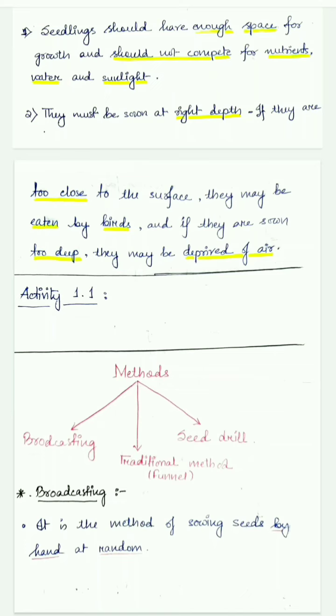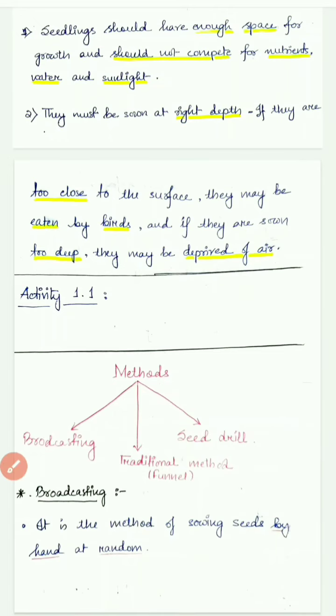The methods of sowing. Okay, so if we see the methods, we can divide them into three groups. The first one is broadcasting, the second is the traditional method, and the third is the seed drill. So what do you mean by broadcasting? Let's start with broadcasting. Broadcasting is nothing but the method of sowing seeds by hand.